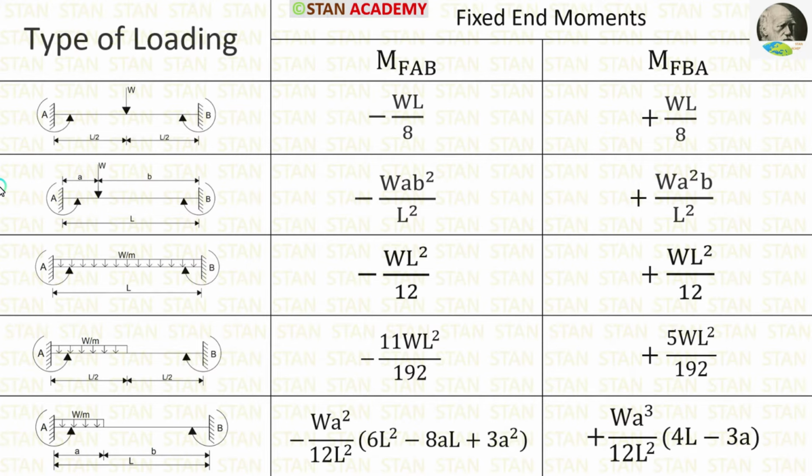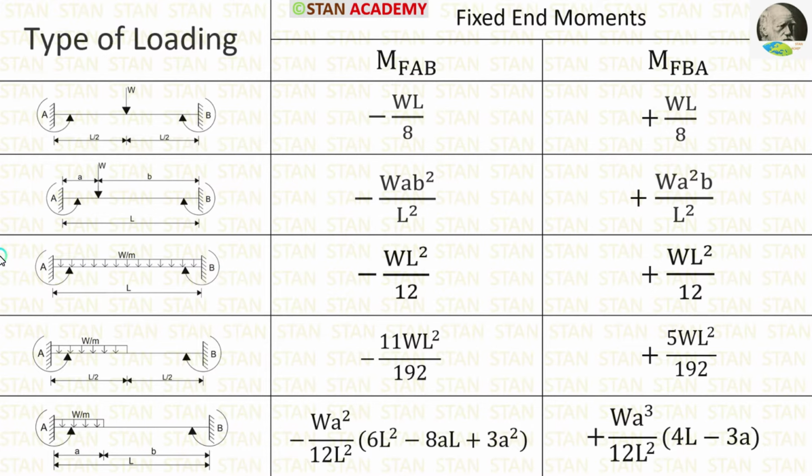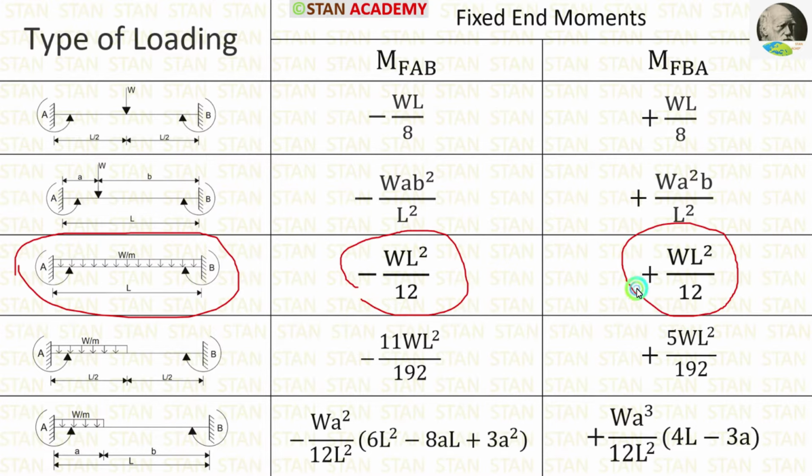In the span AB, we are having point load acting on the center, so we have to select this condition. The formula for the fixed end moments are minus WL upon 8 and positive WL upon 8. In the span BC, we are having UDL acting for the full span. So we have to select this condition. The formula for the fixed end moments are minus WL square upon 12 and positive WL square upon 12.